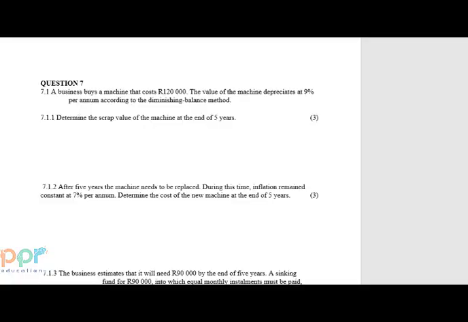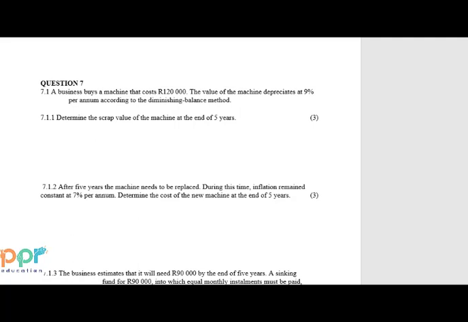Question 7, 7.1. A business buys a machine that costs 220,000. The value of the machine depreciates at 9% per annum according to the diminishing balance method. Determine the scrap value of the machine at the end of a 5-year period.